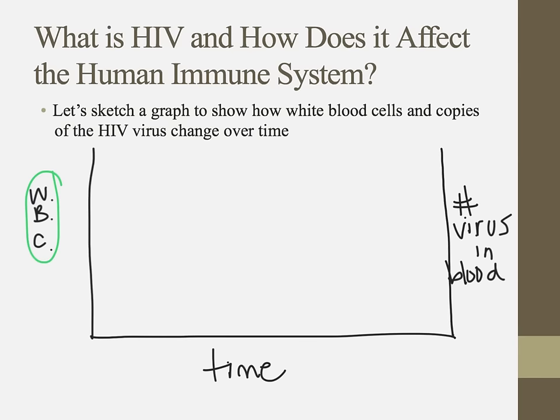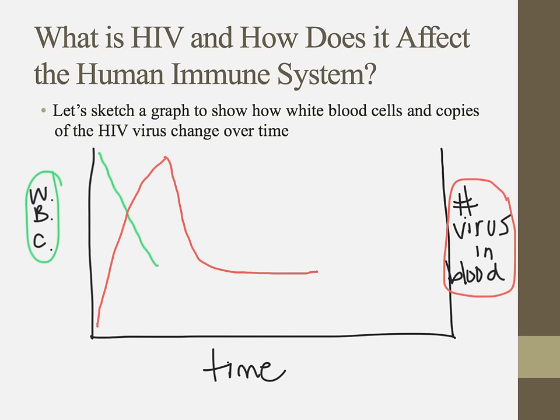Okay, so I'm going to track these immune cells in green. Usually we start off with a pretty high number of them. When I get HIV, those are going to start to go down. That virus is killing those cells. I'm going to track the number of viruses in red. As we're acquiring this infection, the number of viruses is going up. So that kind of makes sense to me. As we get more and more viruses, and these viruses are killing the white blood cells, that white blood cell count is going down.